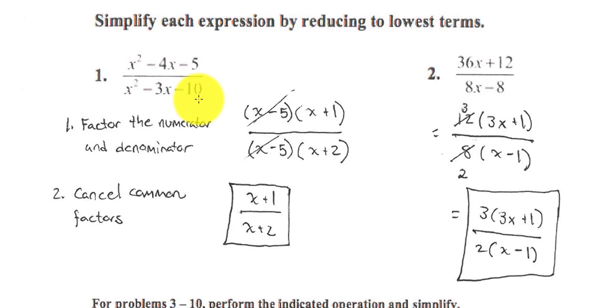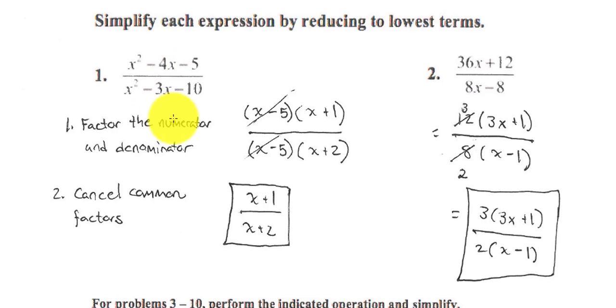You want to ask yourself, what two numbers when multiplied result in this last term, but when added result in the middle term? So the last term is -5. So -5 times 1 is -5. -5 plus 1 is -4. So I know that this is correct, right? If I were to FOIL this numerator, I'd end up with this x squared minus 4x minus 5.